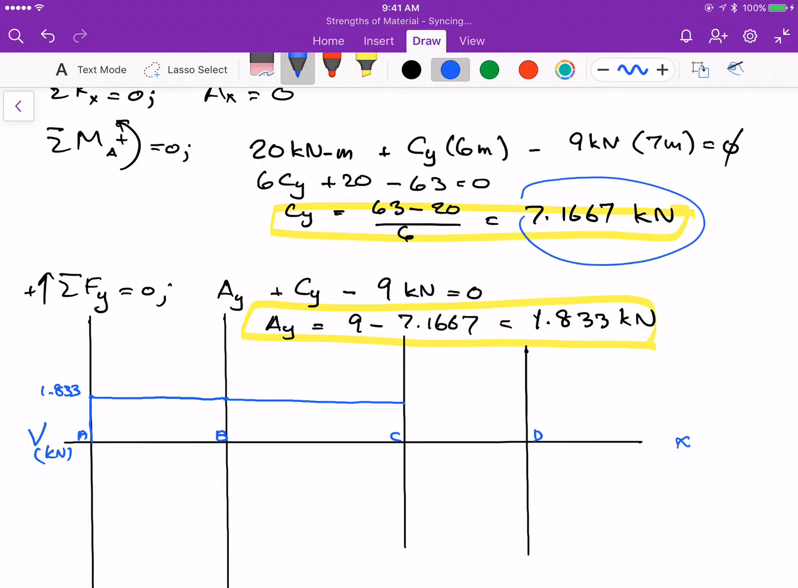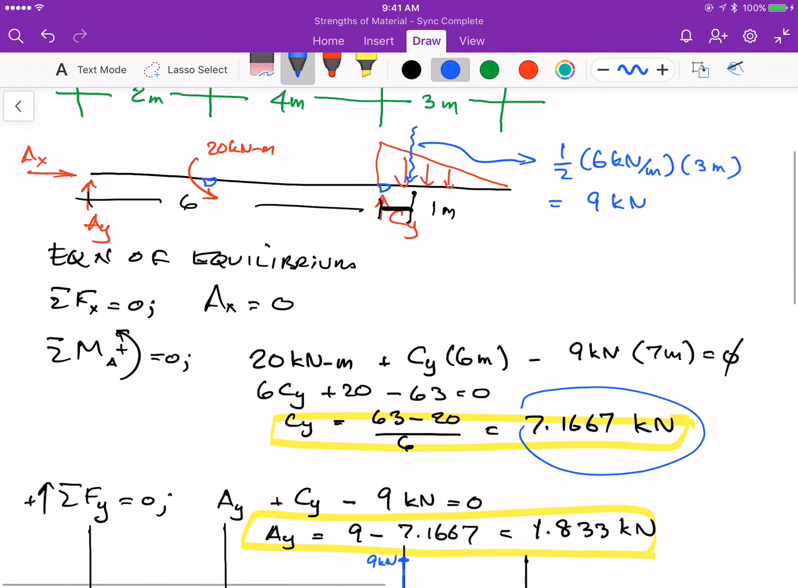At C, what I have is 7.1667 going up. So I'm going to go up the scale again, going up the distance of 7.1667. That will bring me up to 9 kilonewton. And from there, I need to go down to D, and I know this is my slope at 9 kilonewton.